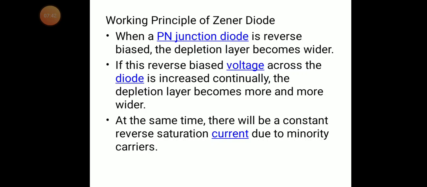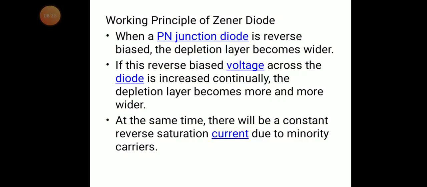Reverse bias means the p-type material is connected to the negative side, and the n-type material is connected to the positive terminal. So what happens? In the p-type, the majority charge carriers are holes. In the n-type, the majority charge carriers are electrons. In the p-type, holes are attracted towards the battery's negative terminal. Electrons are attracted towards the battery's positive terminal. So some more free charge carriers are eliminated from the junction.